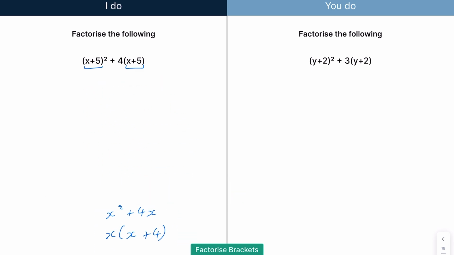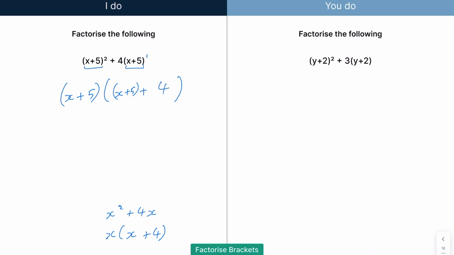I'll put it down here. So I can see what's common in both. We take out the smallest power. That's what we've always done. So the smallest power here is the power of 1. So that's your factor. You write your big brackets there. And now you ask yourself, actually, what do I multiply by this to get that? Well, there's a power of 2 there, so it must be x plus 5. And then you ask yourself, well, what do I multiply by this to get 4 lots of them? That must just be 4.